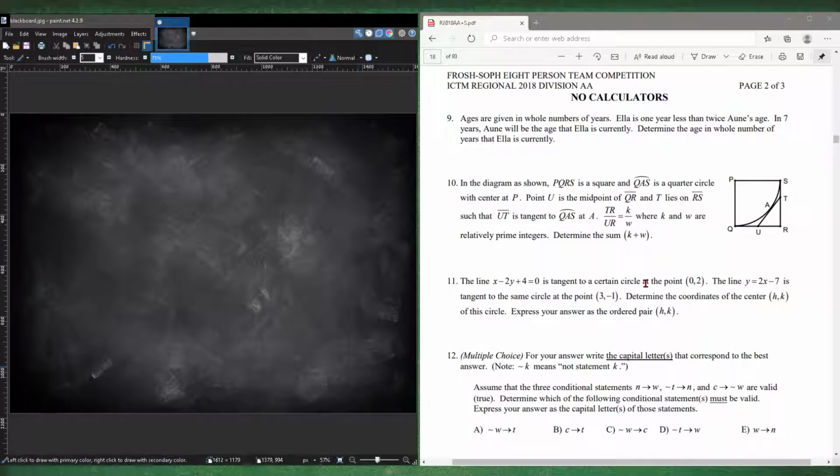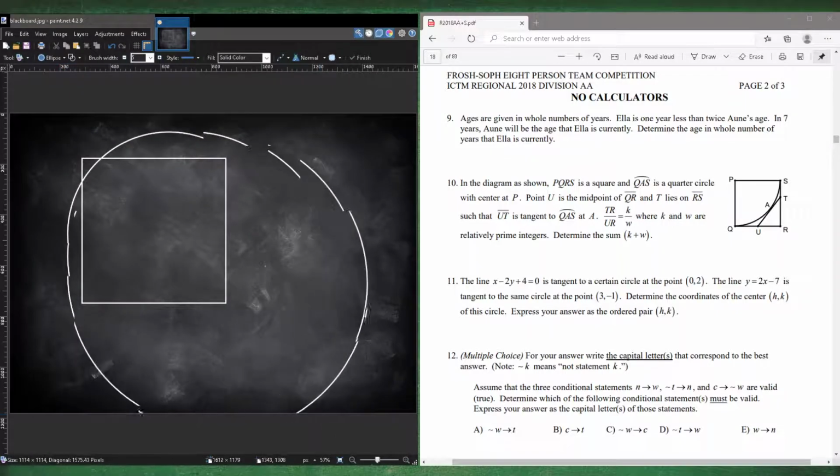Okay, and number 10. In the diagram as shown, PQRS is a square and QAS is a quarter circle with center at P. Point U is the midpoint of QR, and T lies on RS such that UT is tangent to QAS at A. TR over UR is K over W, and then find the sum of K and W. So let's draw a diagram.